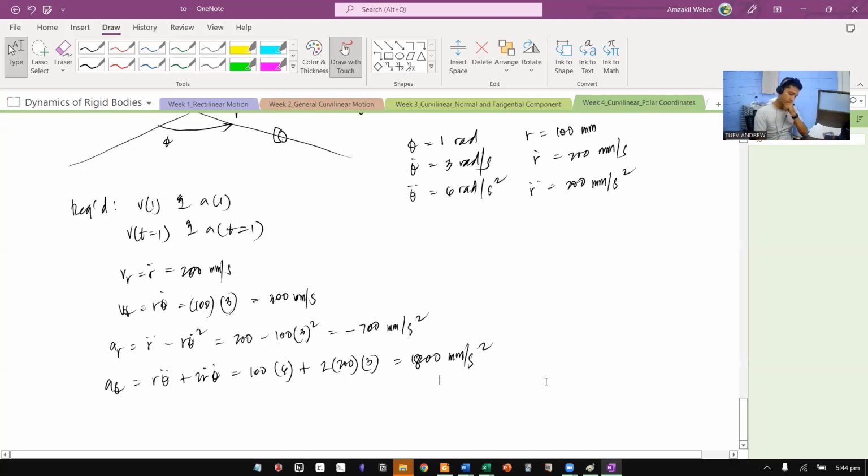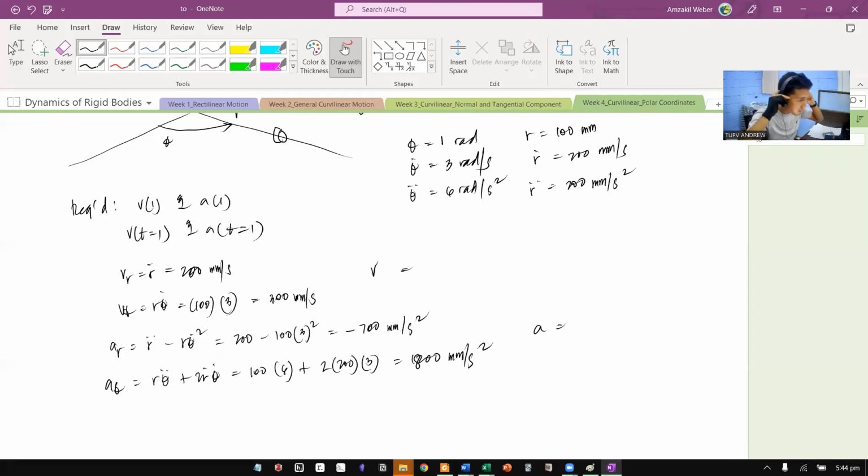So we have the components. The question is not the components. The question is what is the velocity and what is the acceleration. So we need to give the resultant velocity and resultant acceleration as well as the respective directions. So what is the V here? And what is the acceleration?